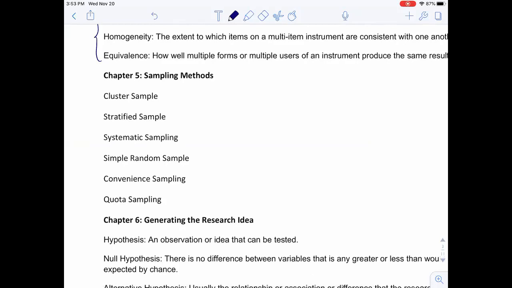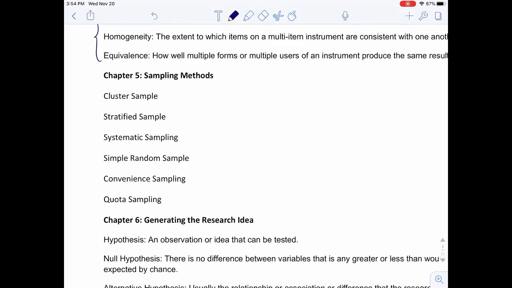Sampling methods. We talked about all these different sampling methods: cluster sample, stratified sample, systematic sampling, convenience sampling, simple random sampling, quota sampling, and so on. I'll put the definitions on there. You've got them, I'm sure of it. I'm sure there are flashcards somewhere.